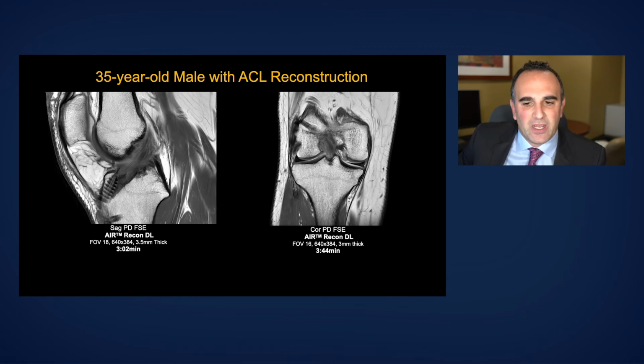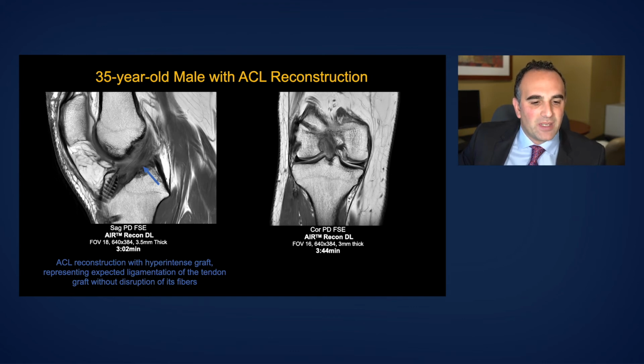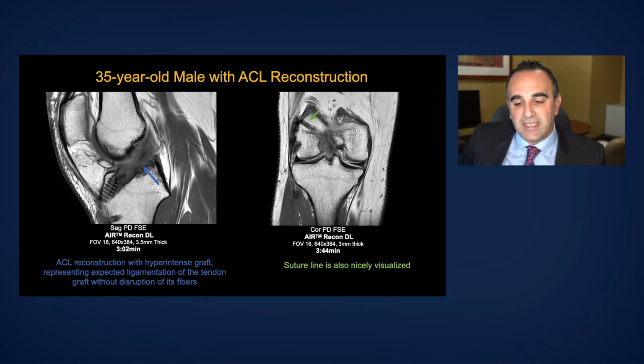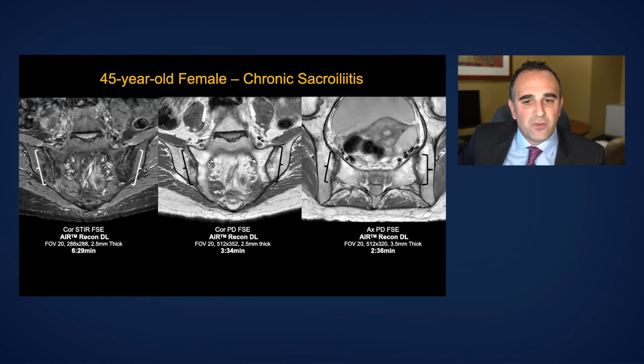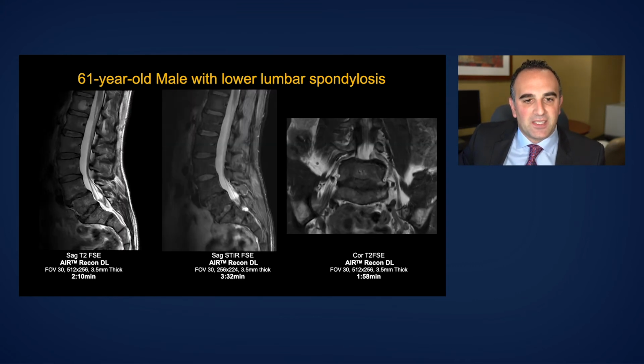35-year-old male with an ACL reconstruction. And I think this is really a beautiful example of when you obtain very high in-plane resolution with high SNR, you're able to nicely pick up this hyperintense ACL graft, which represents the expected ligamentization of the tendon graft without disruption of its fibers. And here we also nicely visualize the suture line along the femur. This is a 45-year-old woman with chronic sacroiliitis. Note the very sharp appearance of these chronic-appearing erosive changes on both sides of the sacroiliac joints. And lastly, a 61-year-old male with degenerative lumbar spine disease.